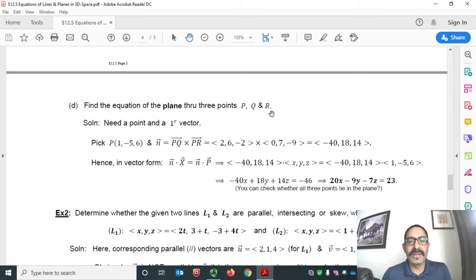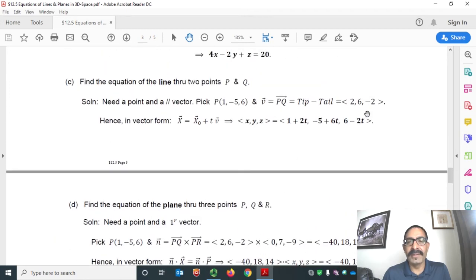Let's begin the solutions. To find the equation of the plane, again we need two pieces of information: a point and a perpendicular vector to the plane. So let's pick a point P, and to get the perpendicular vector, first find two vectors lying on the plane and cross them. Then that cross product will be the normal vector we are looking for. So n equals vector PQ cross PR. The PQ vector turns out to be (2, 6, minus 2). That's the vector we found here.